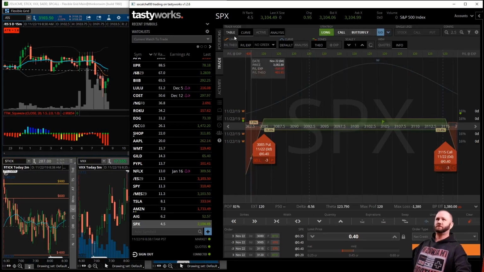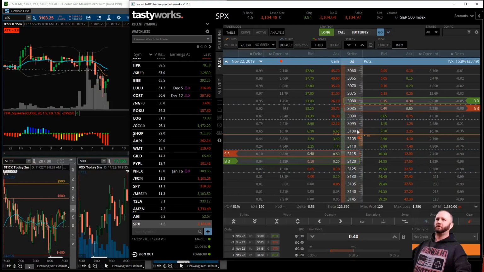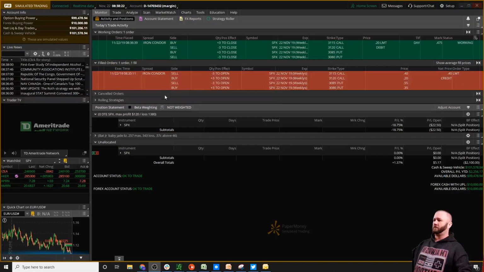You can't see my order. This is the paper trade I put on in ToS. Okay, filled. This is filled. This is the buyback. Currently down a little bit right now. So it looks like market might be going up. Okay.